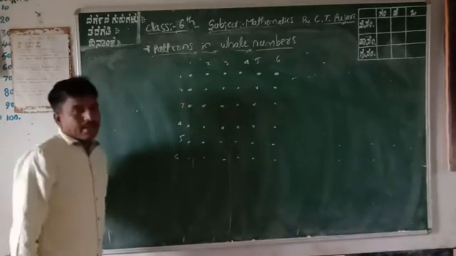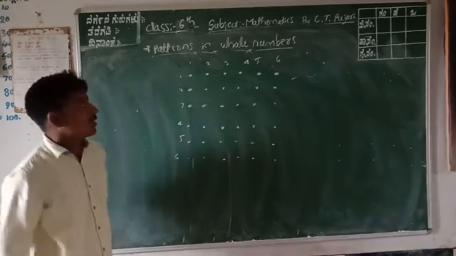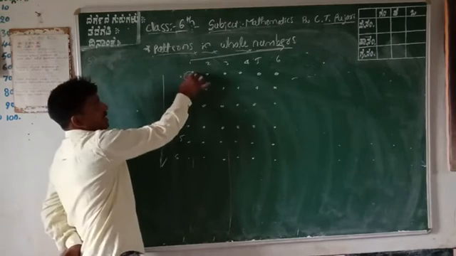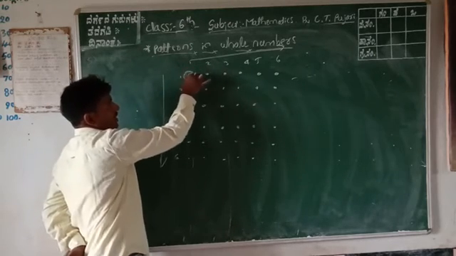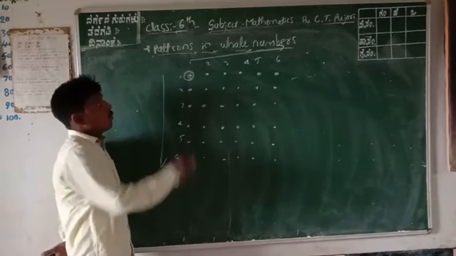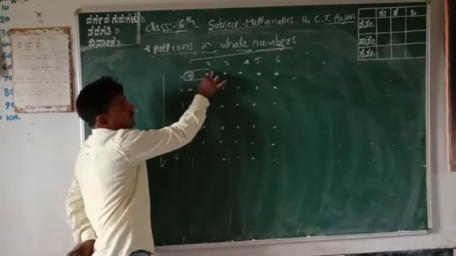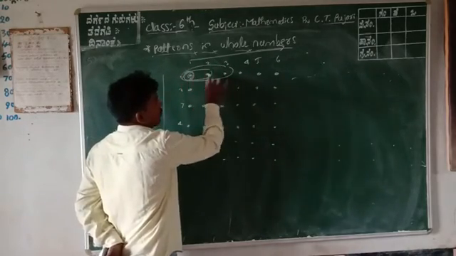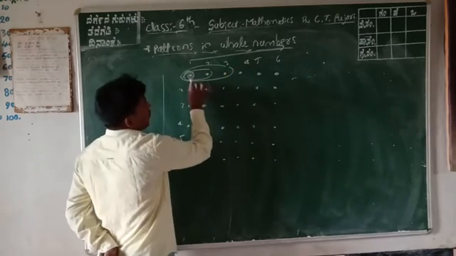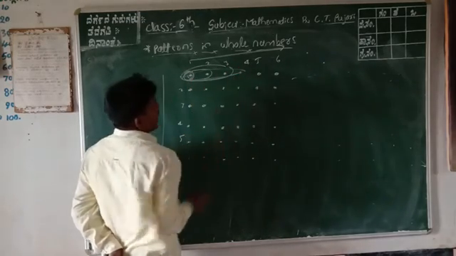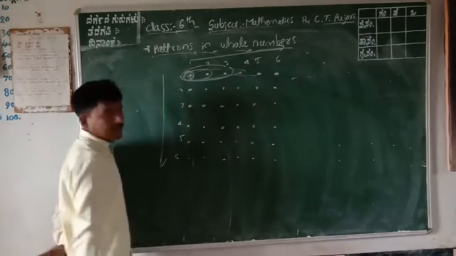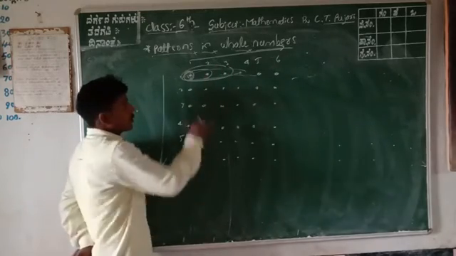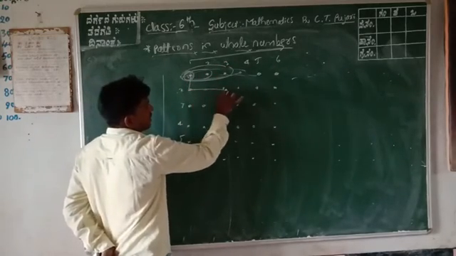You know that 1 into 1 is 1. In this type, column wise, this is row wise. 1 into 1 is only 1. 1 into 2 is 2. 1 into 3 means 3 is there. 1 into 4 is 4. Again 1 into 5 is 5. You know about 2 into 3? 2 threes are 6.